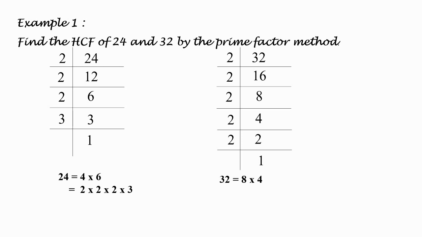So further we have to factorize 8 and 4. So factors of 8 will be 2 multiplied by 2 multiplied by 2 and factors of 4 will be 2 multiplied by 2. So we can write 32 as 2 multiplied by 2 multiplied by 2 multiplied by 2 multiplied by 2. Now students, we will see the common factors in both the numbers 24 and 32.